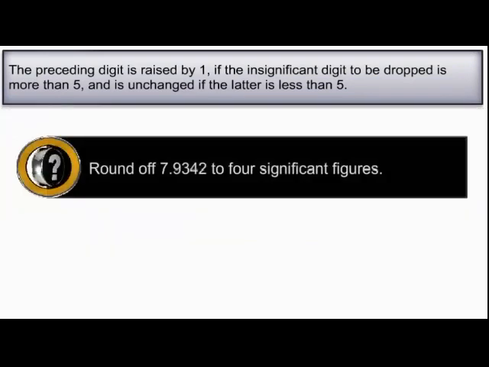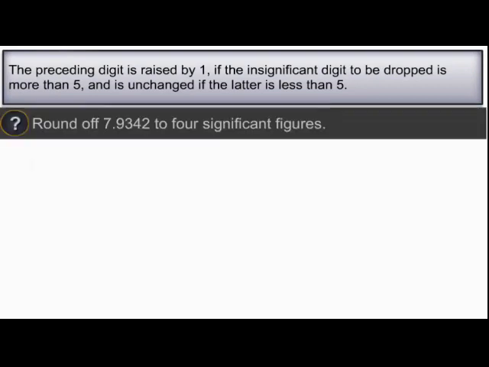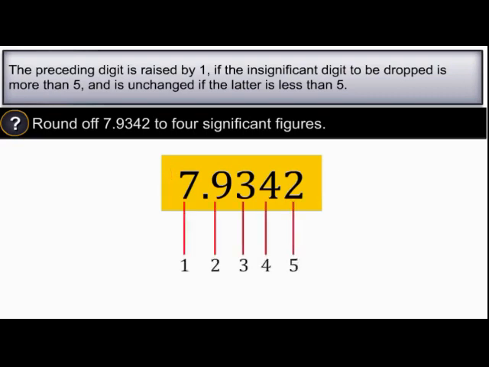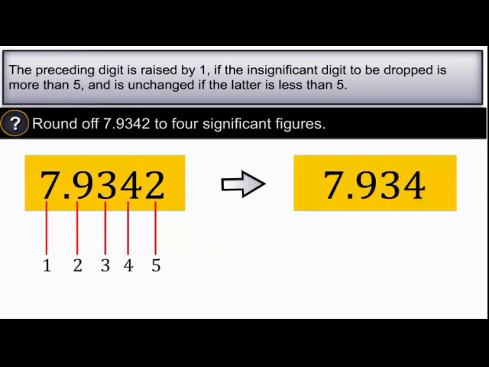Here is another example. Round off 7.9342 to 4 significant figures. This number has non-zero digits and there are 5 significant figures. In the decimal place, we will round off 2, resulting in the number 7.934 as the number to be dropped, which is 2, is less than 5.